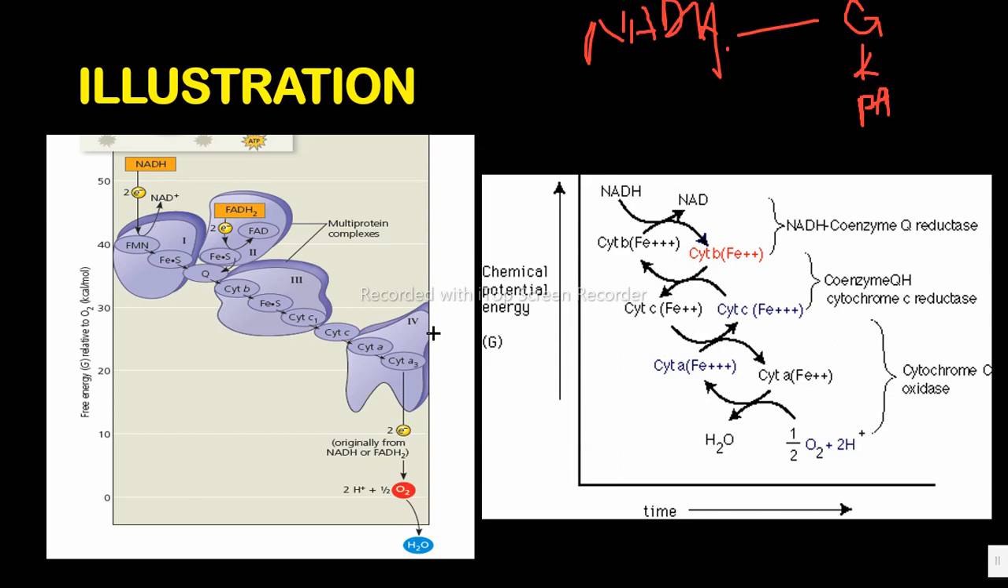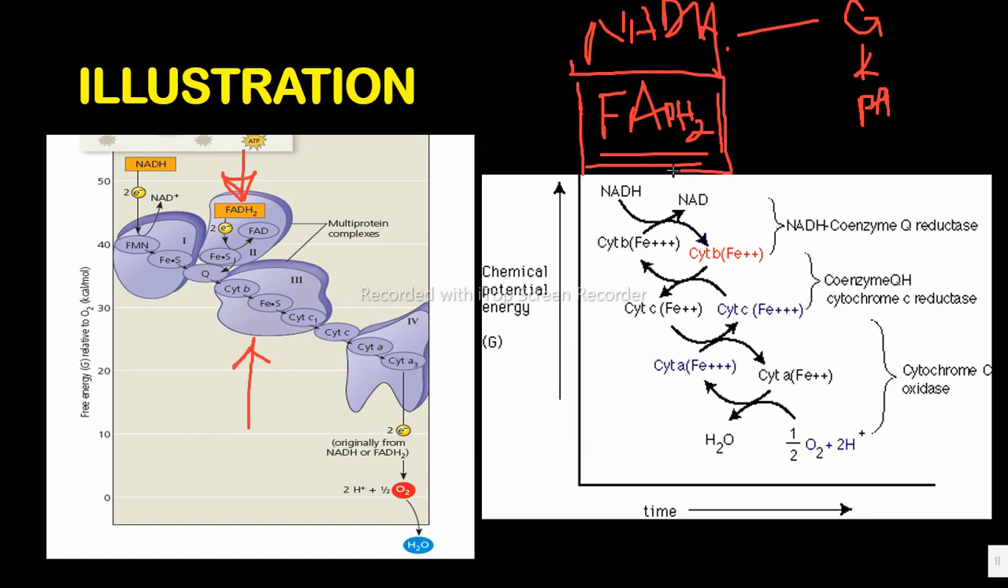Where is our FAD? FAD enters from here, actually from this complex 2. This is our succinate dehydrogenase, that's complex 2, and that's where it is going to enter from. Now, you produce FAD within the Krebs cycle. All these carriers have high energy, and they are actually called the carrier molecules, or carrier proteins.